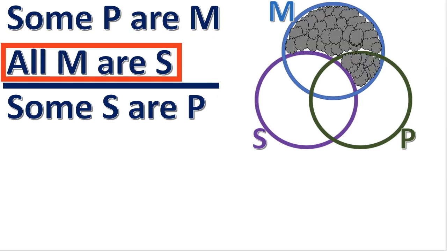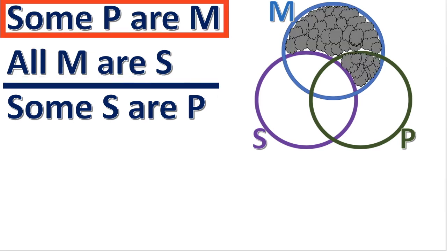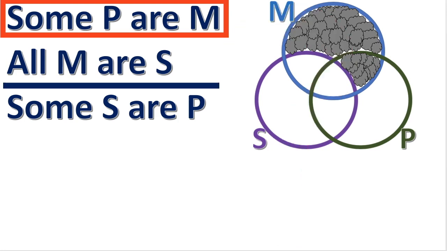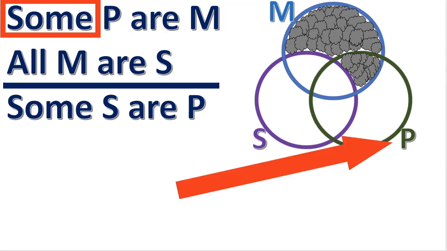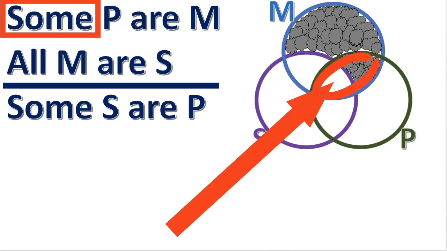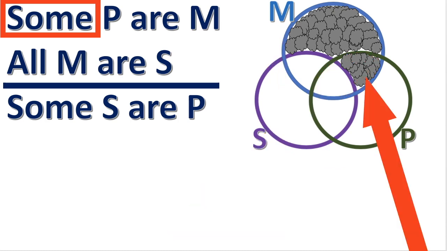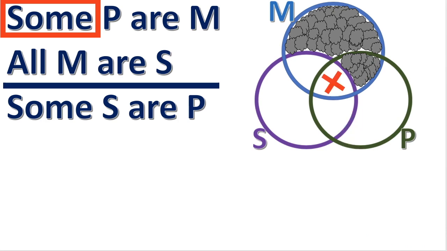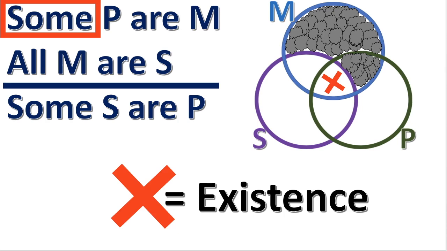We diagram it like this. Next, we diagram the particular premise. But how do you diagram this premise? Well, the premise says that something exists where the P and M circles overlap. Since this area is already shaded, we place an X here. We use an X to represent existence.